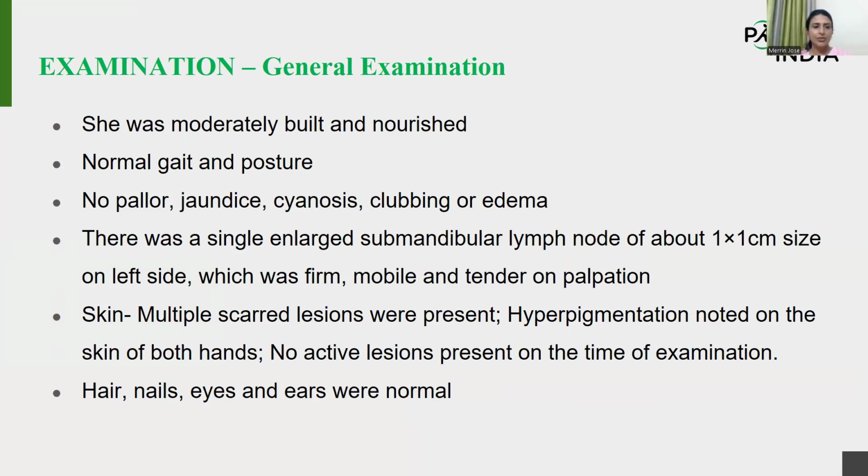On general examination, she was moderately built and nourished, with normal gait and posture. There were no signs of pallor, jaundice, cyanosis, clubbing, or edema. There was a single enlarged submandibular lymph node of about 1 by 1 centimeter on the left side, which was firm, mobile, and tender on palpation. On the skin, multiple scarred lesions were present. Hyperpigmentation was noted on the skin of both hands. There were no active lesions present at the time of examination. Hair, nails, eyes, and ears were normal.